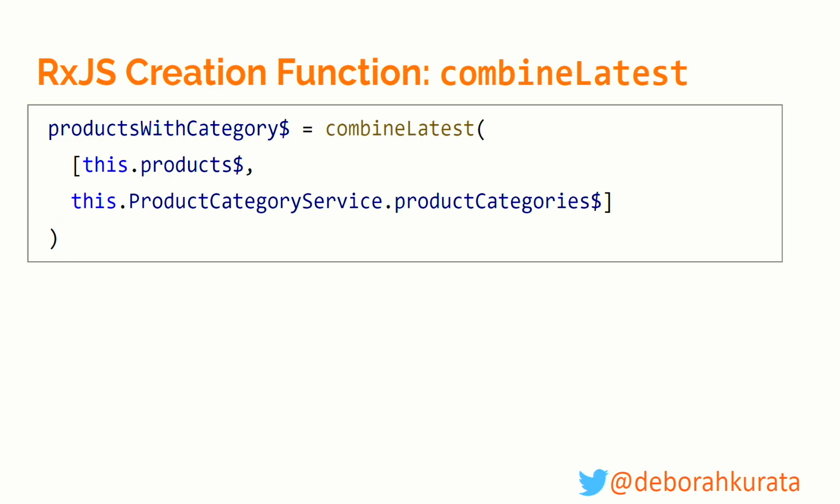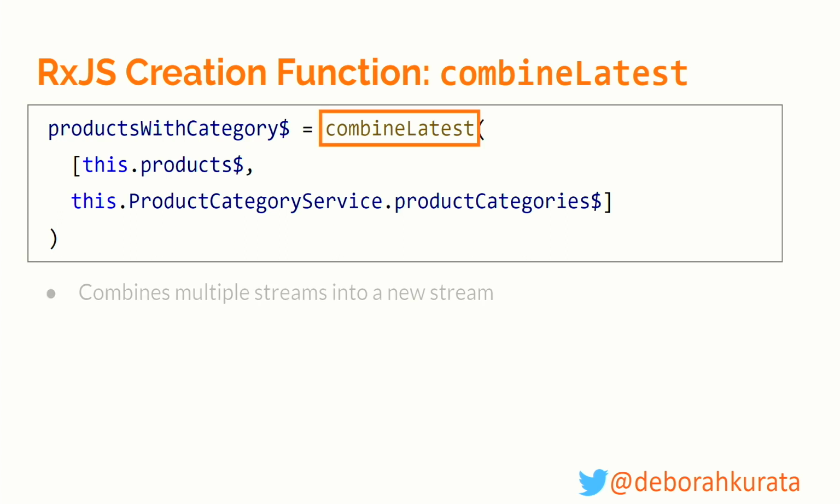CombineLatest is actually a creation function, so you don't have to pipe it through something. You can use it as a static function and just call it and pass in the streams you want to combine. Now, in this particular example, I'm only combining 2, but you can combine any number of streams. We'll see another example in a few minutes where I'm combining 3, but again, it can be any number.